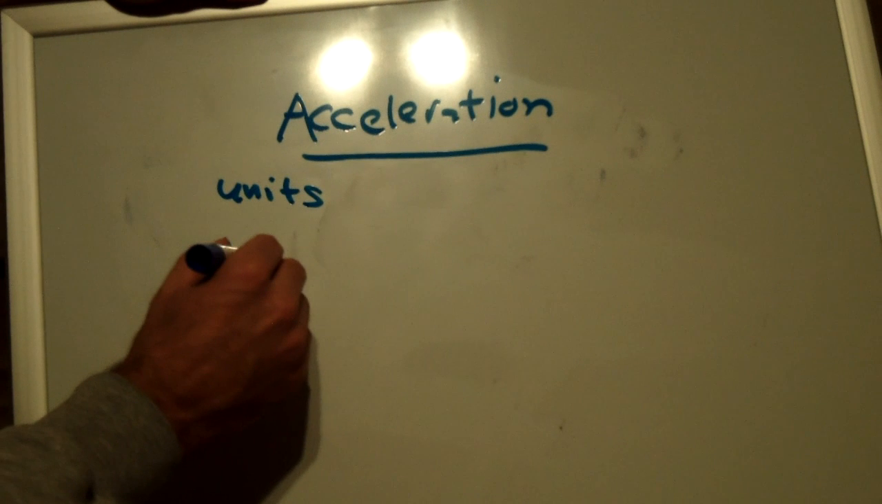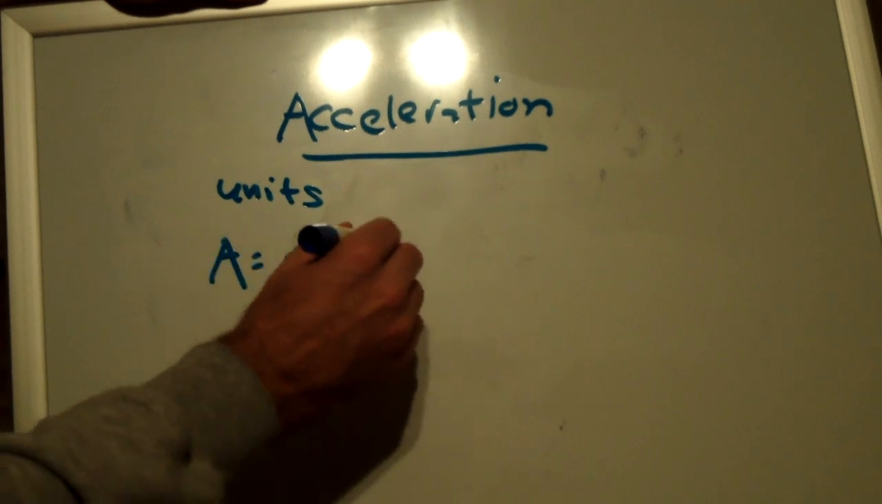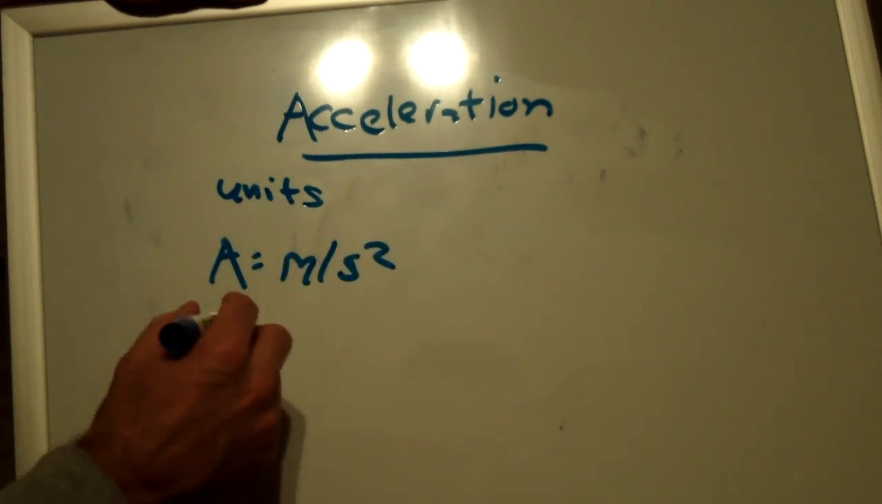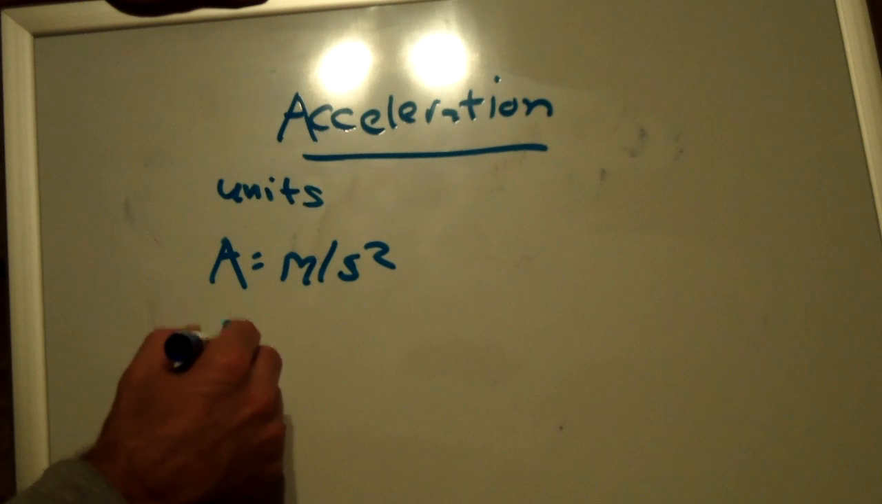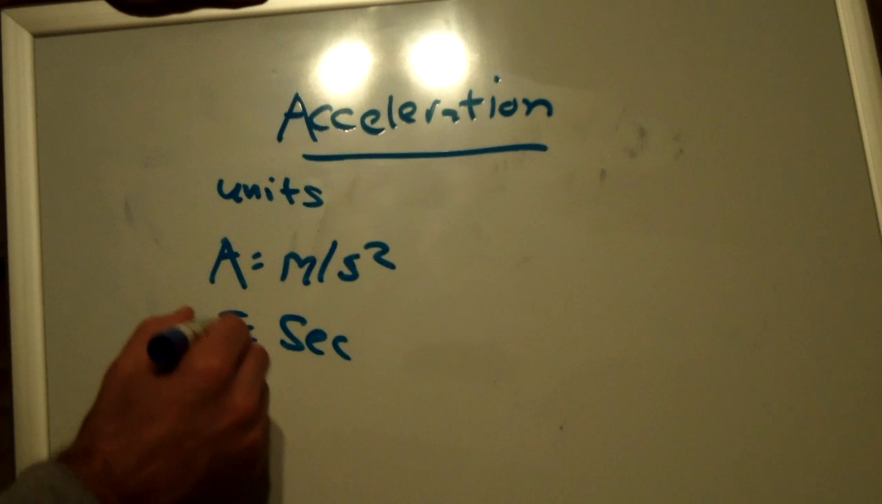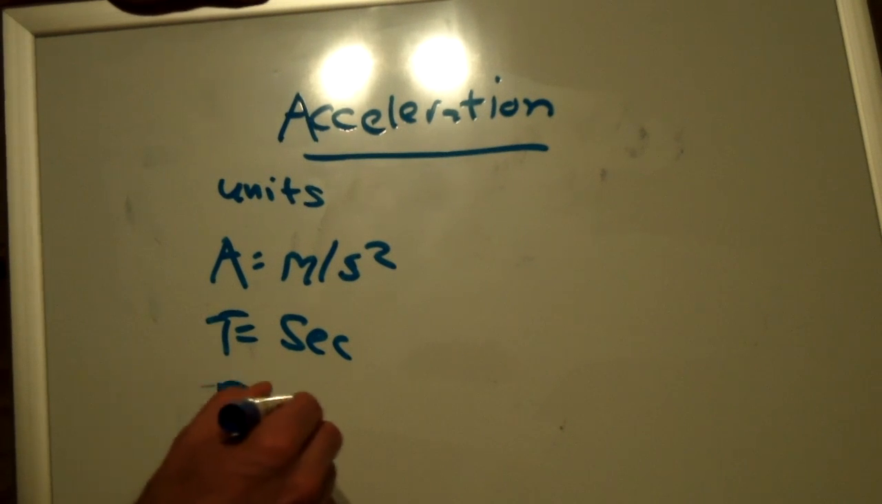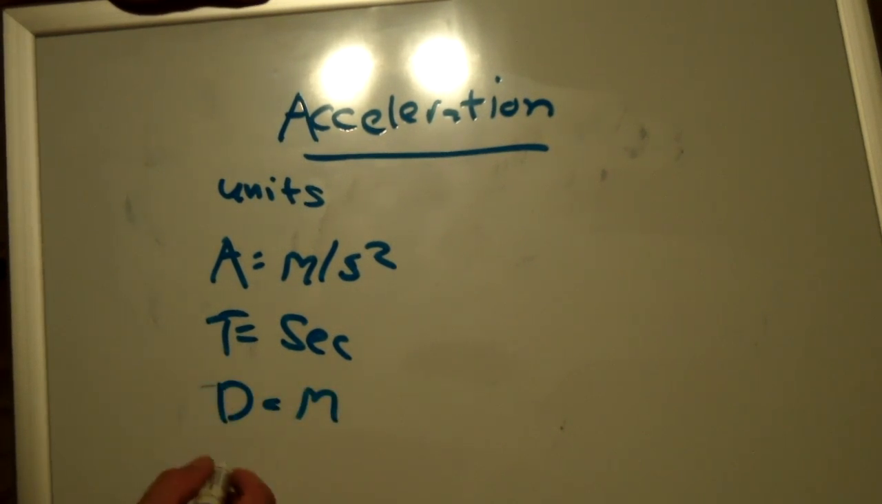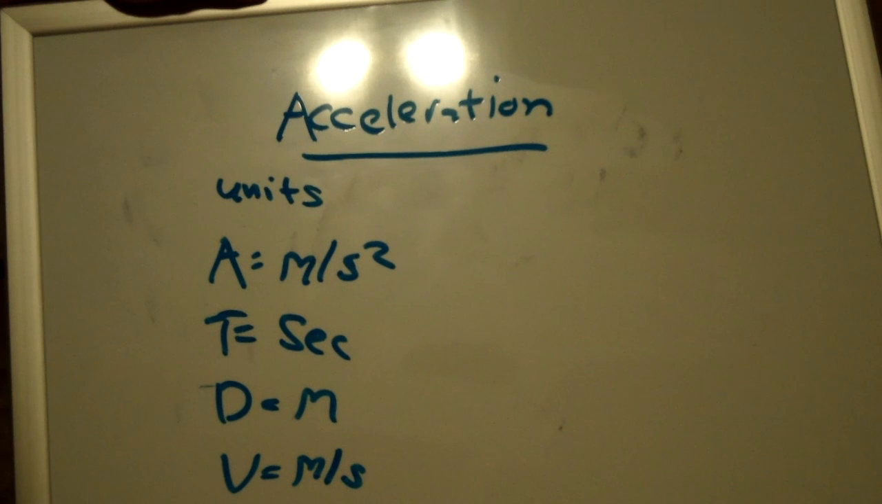Alright, our units for acceleration are meters per second squared. We know that because we have the seconds in seconds divided by our meters over seconds. So our units for acceleration are meters per second squared. Our time is in seconds. If we have to solve for distance, which we're not going to, but you know it's going to be in meters. And we have velocity is in meters per second.